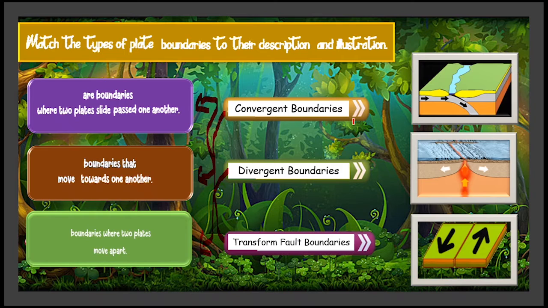Now let's move forward to their correct or corresponding illustrations. So for the convergent boundary, let's see. Amazing, that's the correct illustration for the convergent boundary. How about for divergent? That's right. And for the last one, transform fault boundary. Very good. Now you were able to identify the three types of plate boundaries. Now let's move on to our next topic.